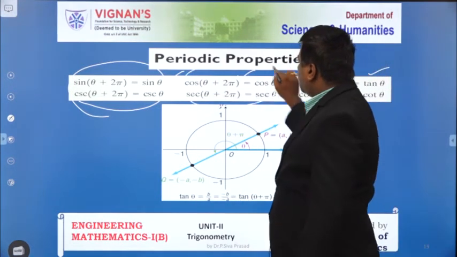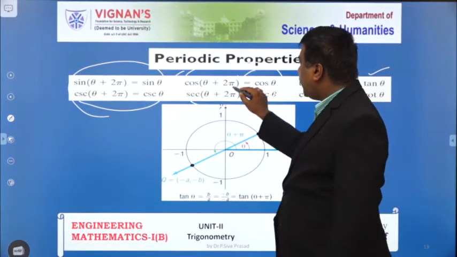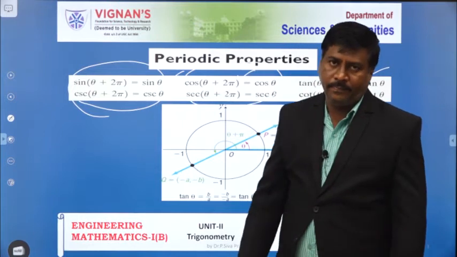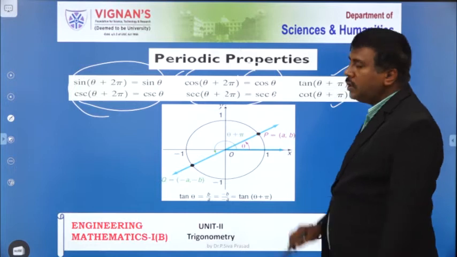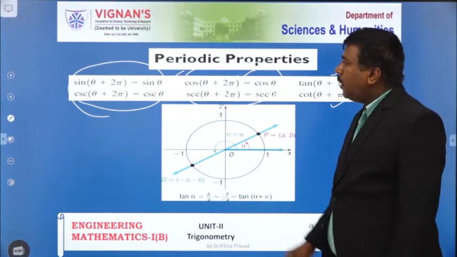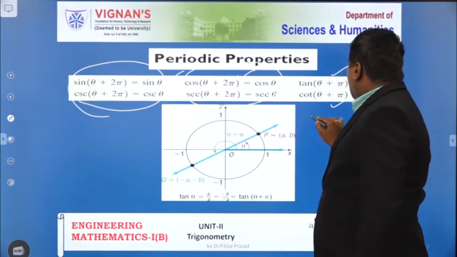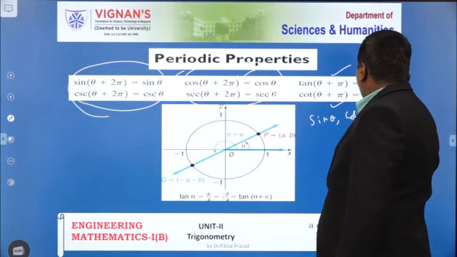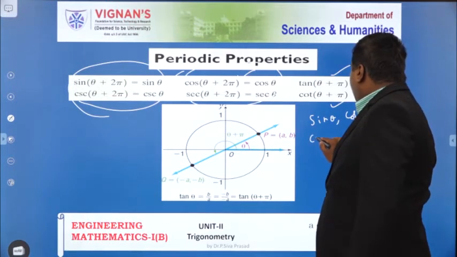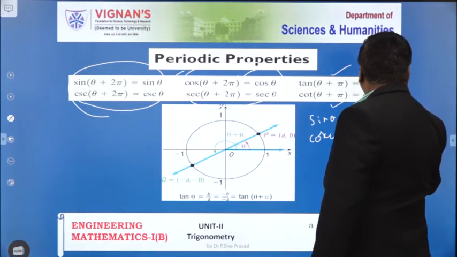So secant of theta plus 2 pi, secant of theta plus 2 pi has the periodicity 2 pi again. But except for the cases of tangent and cot, these two being reciprocals of each other, the periodicity is pi. That means you have to conclude that the sine theta function and cos theta function, and the reciprocals of sine, that is cosecant theta, and the reciprocal of cos theta, have the periodicity 2 pi.